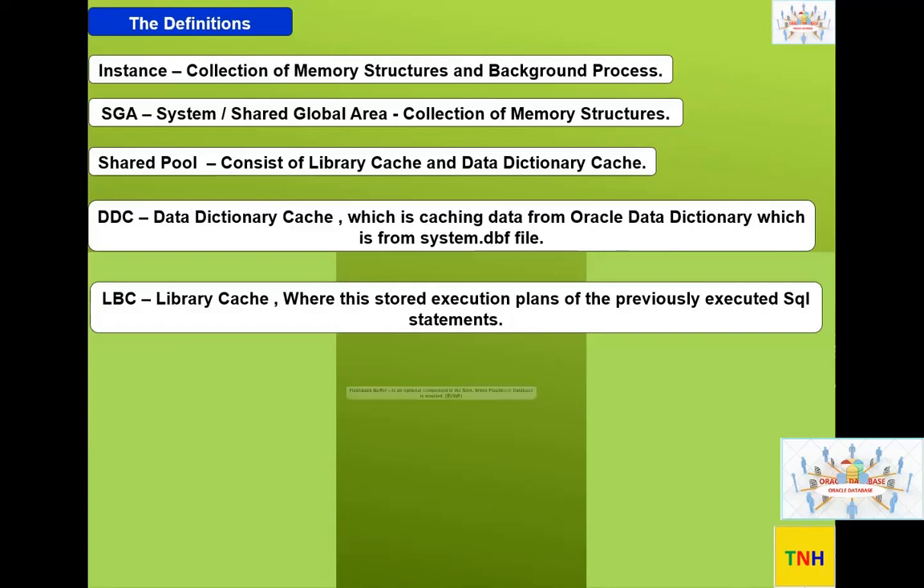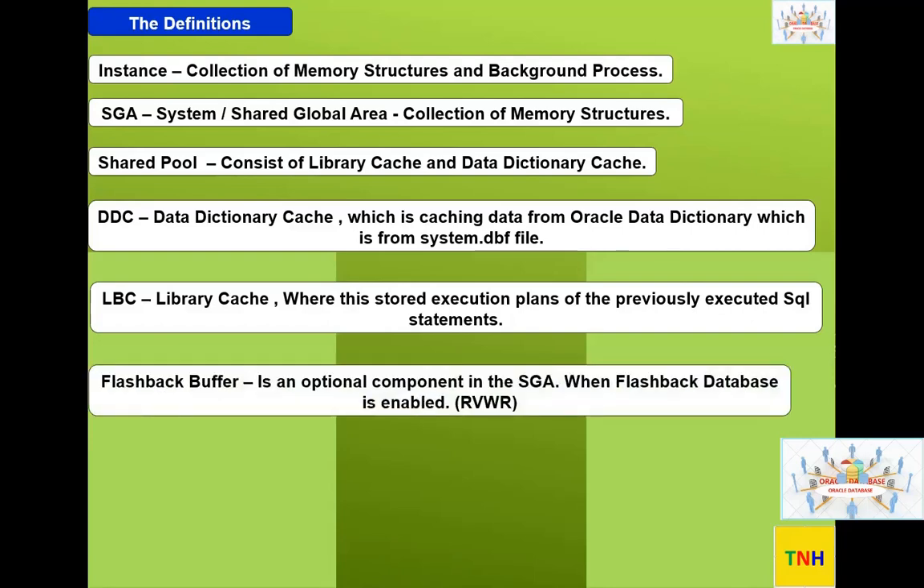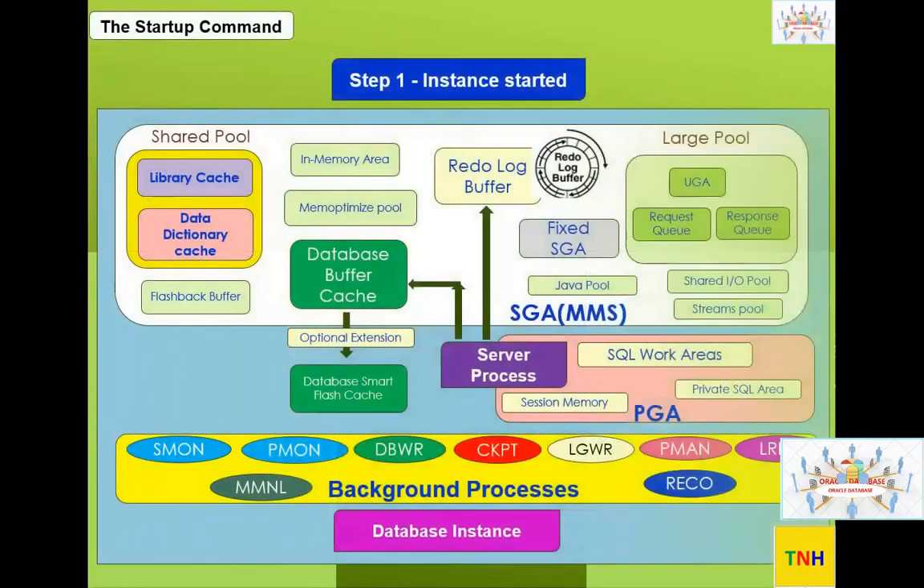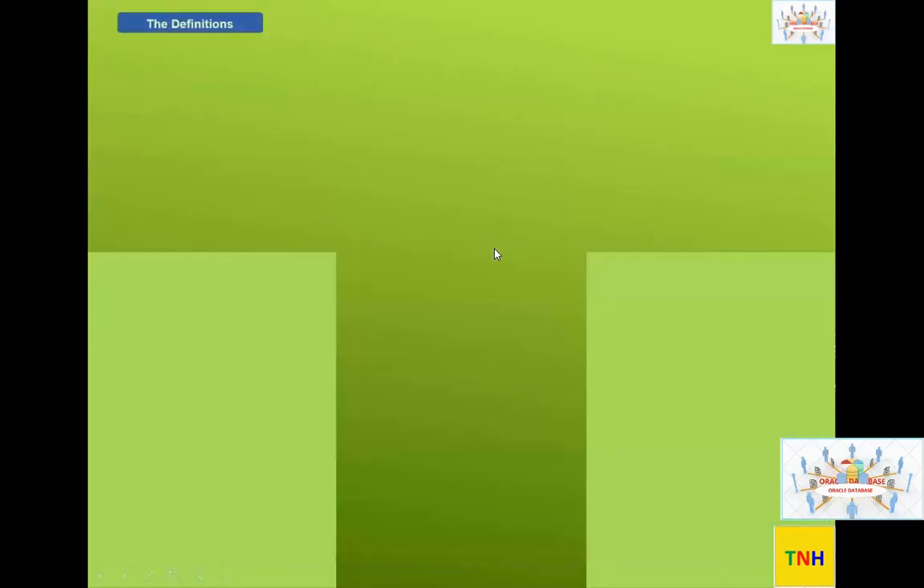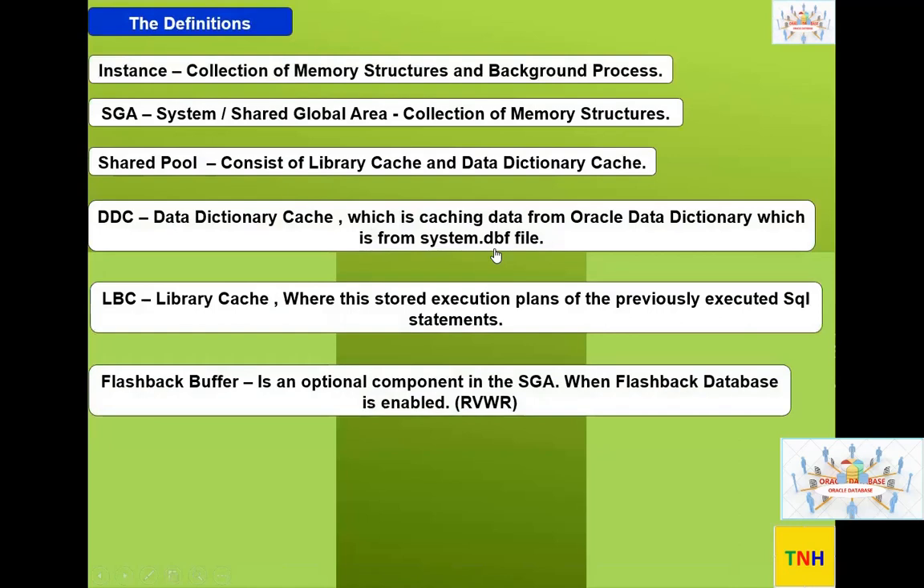Okay, that is clear. Then the next one, we are coming to flashback buffer. Did you see that in our diagram? We have flashback buffer here. As soon as you see this light green color, it is for optional. That's what I have given everything in that color. Light green color is for optional memory structures. So flashback buffer is optional.